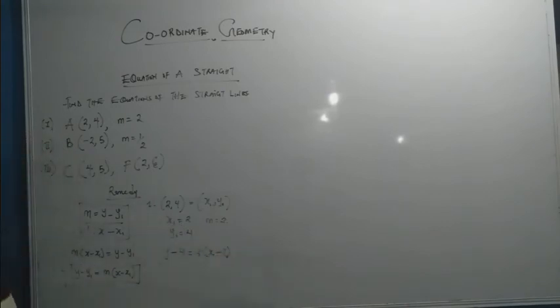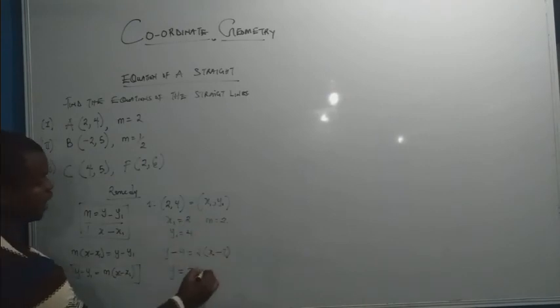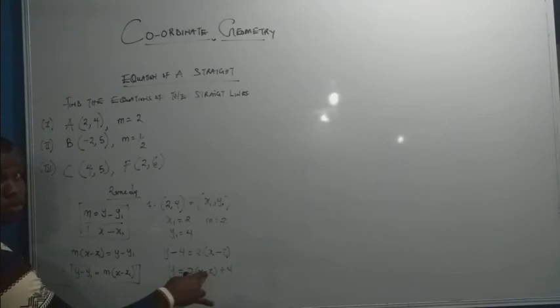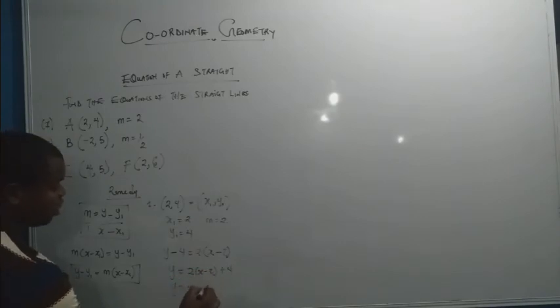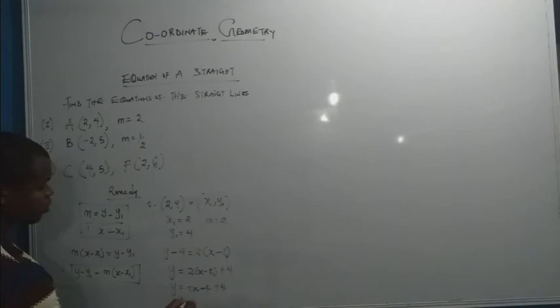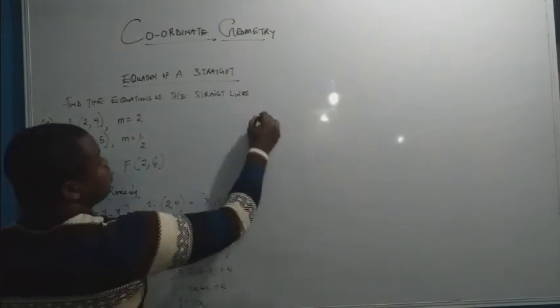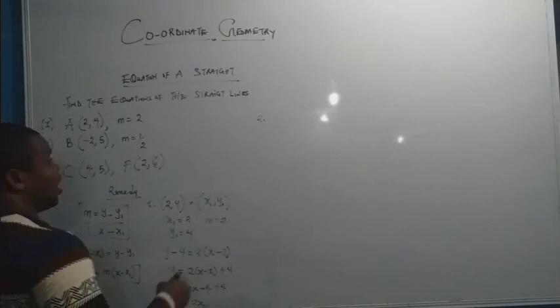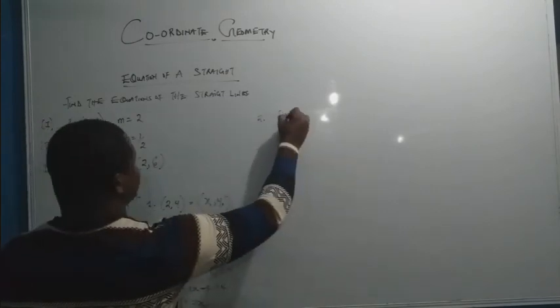Is that clear? So what do you do now? You take it to the other side, it becomes y is equal to 2 bracket x minus 2 plus 4. So you open your bracket, y is equal to 2 times x, that's 2x, 2 times minus 2, that's minus 4, plus 4. So y is equal to 2x. So that is your answer. So the equation for the first question is y is equal to 2x. And the second question, that's number 2, we have the point minus 2, 5.